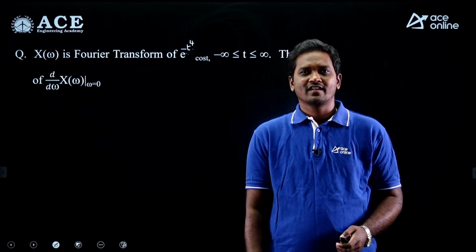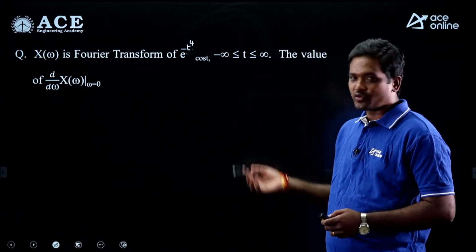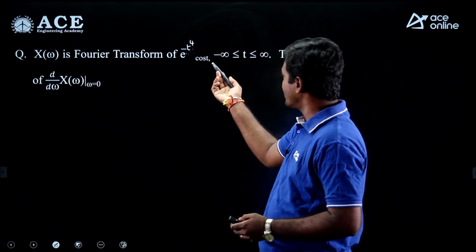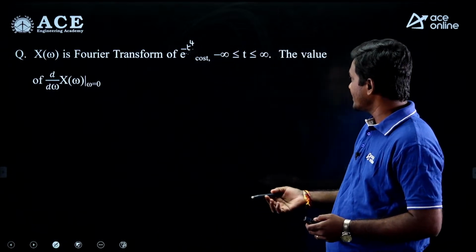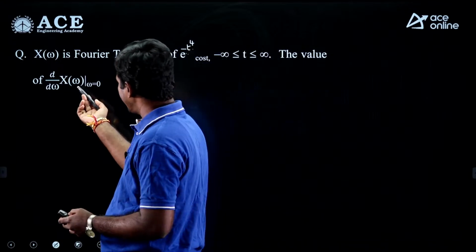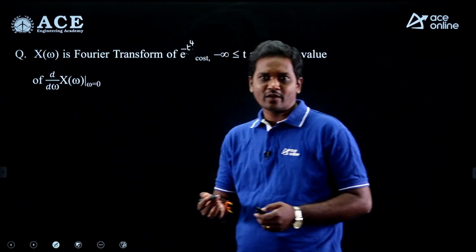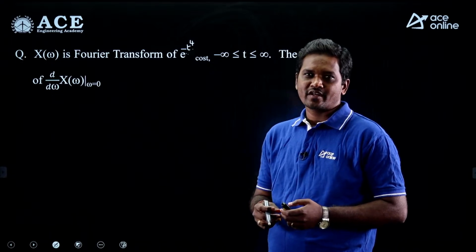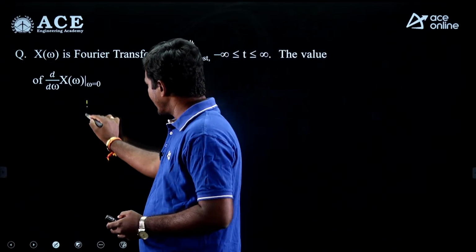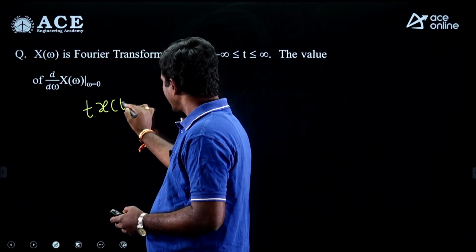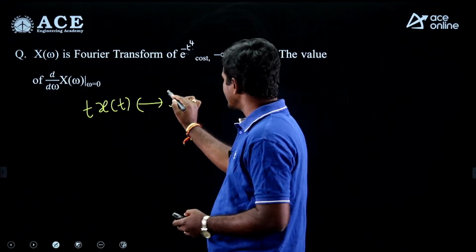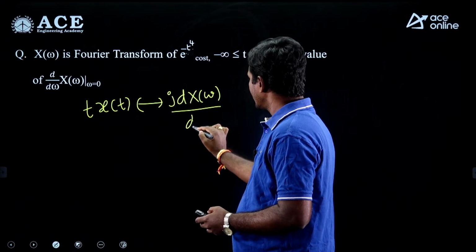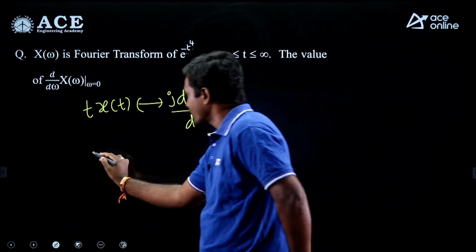Hi students, now I will cover a few signals and systems questions. The first question: X of omega is the Fourier transform of e power minus t power 4 cos t. The value of d by d omega of X of omega at omega equals 0. You can solve this problem by using the multiplication by t in time domain property. What is that property? t into x of t is j dX of omega by d omega. So by using this property you can solve it.